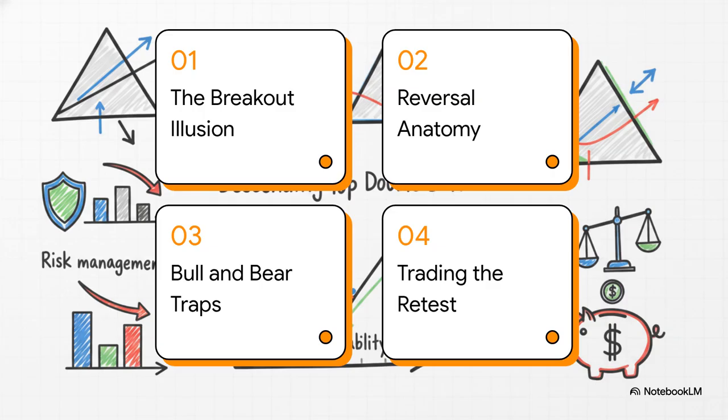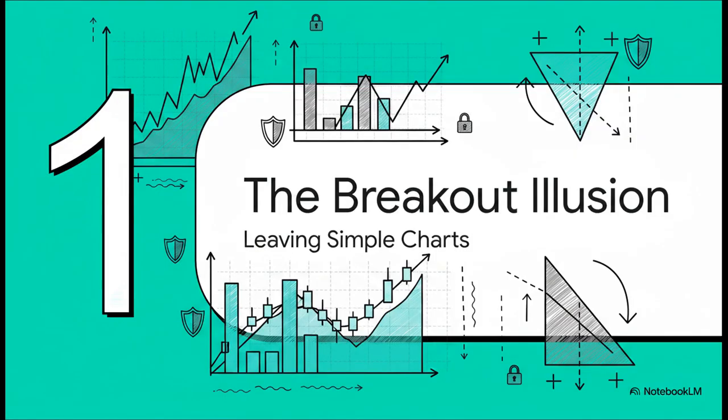Here's our strict analytical framework. 1. The breakout illusion. 2. Anatomy of reversal patterns. 3. Bull and bear traps. And 4. Trading the retest safely. All right, diving into section 1, the breakout illusion, leaving simple charting behind.